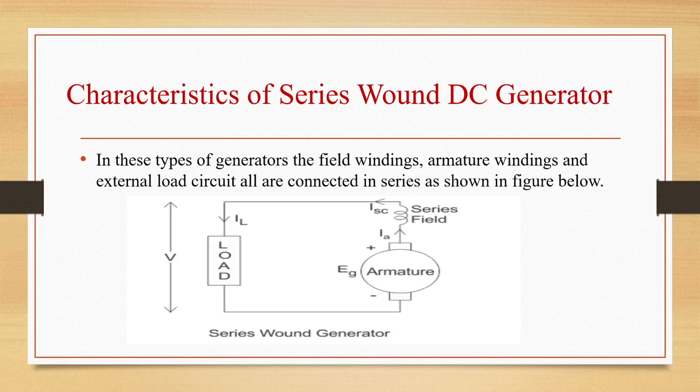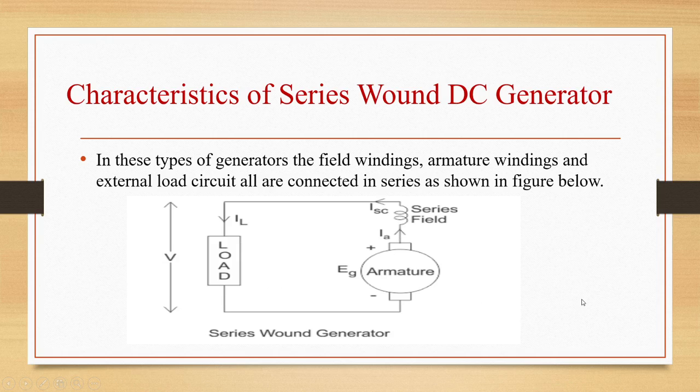Now let us start today's topic. In today's class I am going to tell about the characteristics of series wound generator and characteristics of compound generator. This is the series wound generator, where we can see the armature winding is in series with the field winding, and all the currents are the same because they are connected in series. IA is the armature current, ISC is the series field current, IL is the load current. All these three currents are equal.